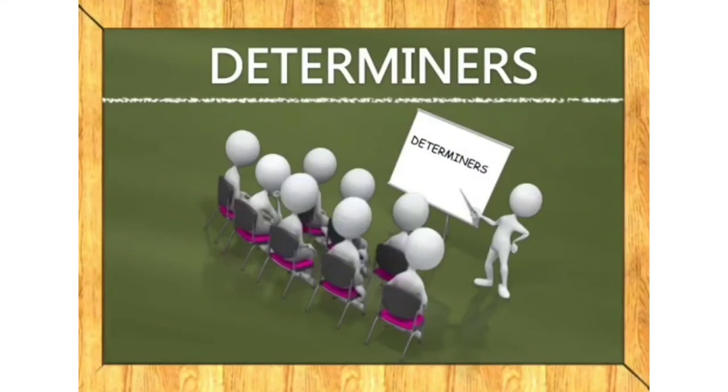So in this video we learnt what determiners are: words which are placed in front of a noun to make it clear what the noun refers to. Then we also learnt about the types of determiners like demonstratives, distributives, numbers, possessives, quantifiers, and articles, indefinite or definite.